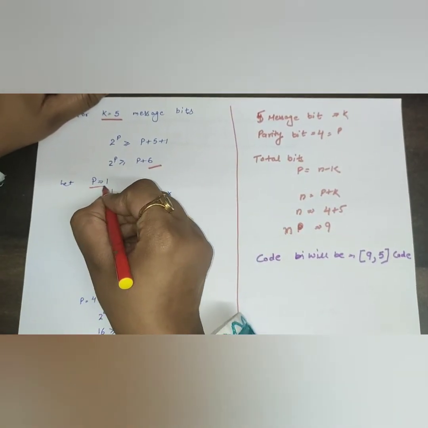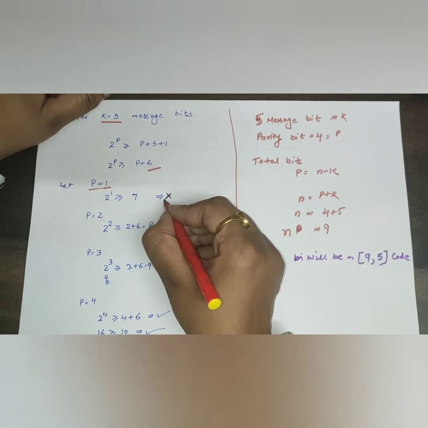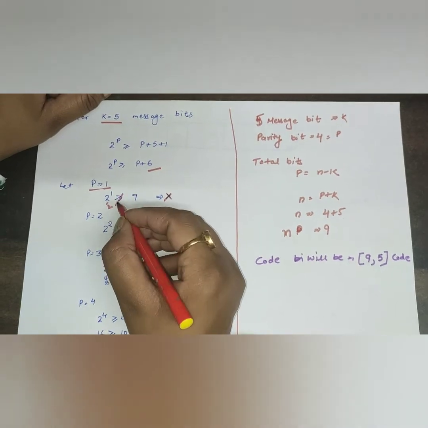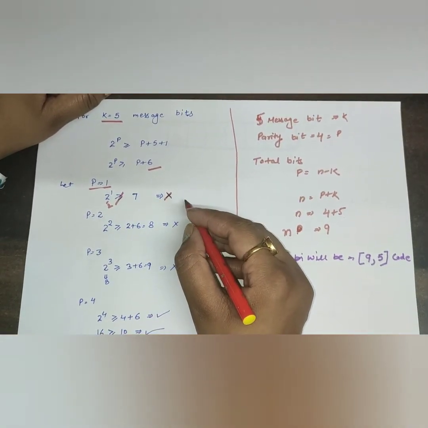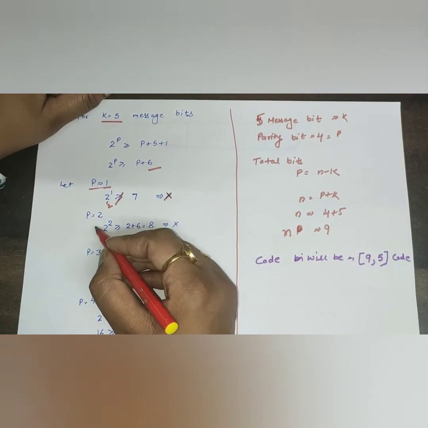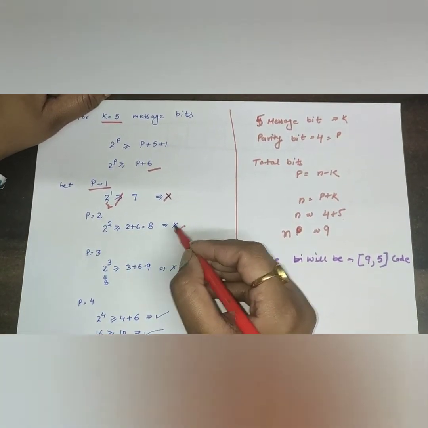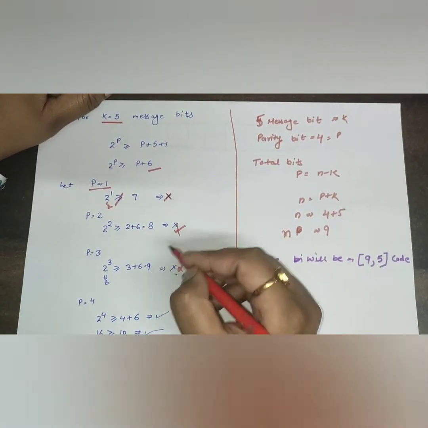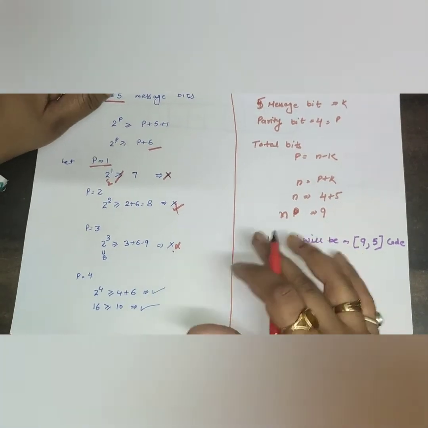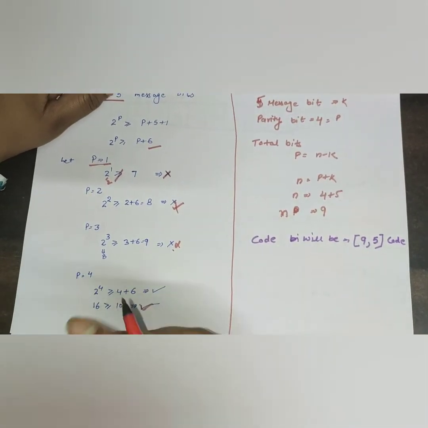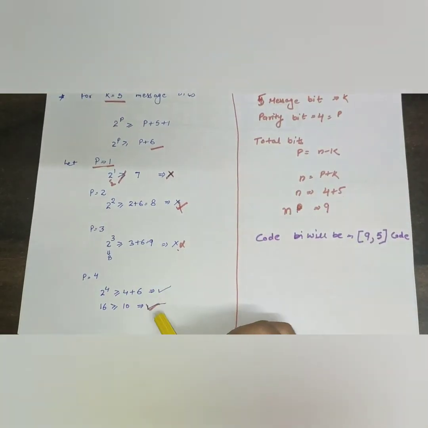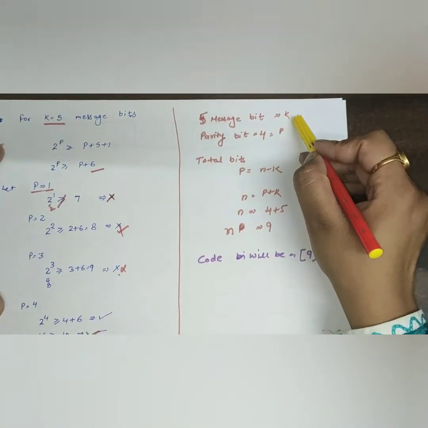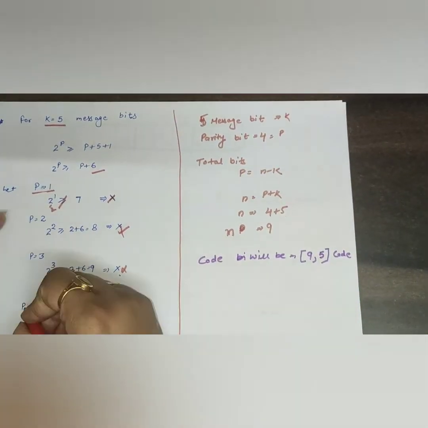If we put p equal to 1, this condition cannot be satisfied because 2 to the power 1 equals 2, and 2 is not greater than or equal to 7. So the condition is not satisfied. When we put p equal to 2, it is not satisfied again. When we put p equal to 3, again not satisfied. If we put p equal to 4, then the condition is satisfied because 16 is greater than or equal to 10. Now with 5 message bits k, the parity bits are 4.